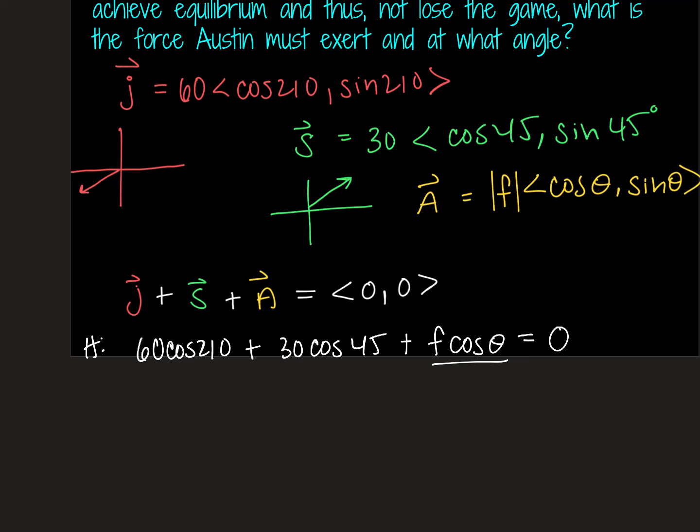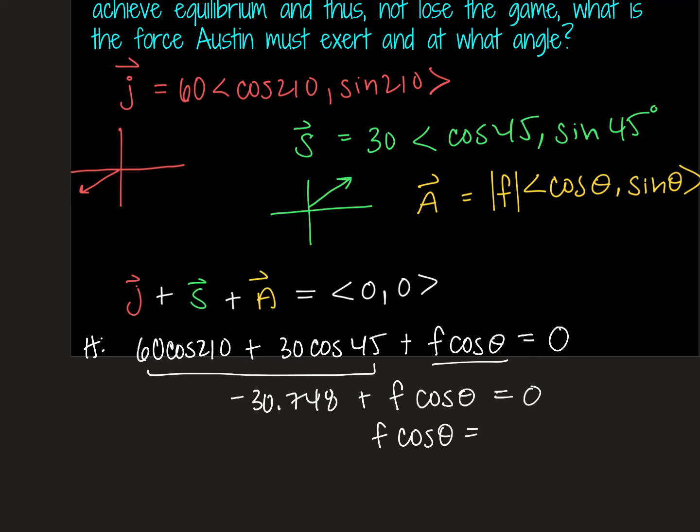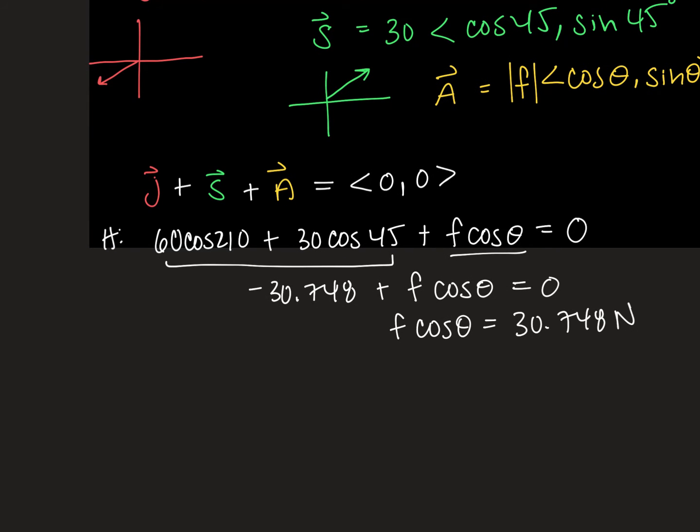Okay, so these are unit circle values, but for simplicity and generalization, I'm just going to plug those in the calculator. So these added together are negative 30.748 plus Austin's horizontal force. And that gives us that the horizontal component for Austin is 30.748 newtons.